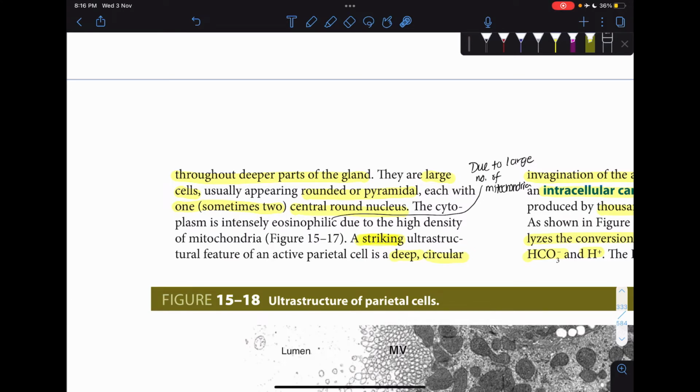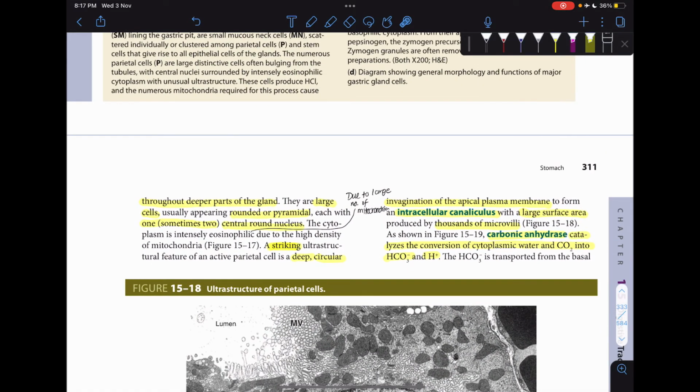And a striking ultrastructural feature, so a very important feature, and it's exclusive to the parietal cell, is a deep circular invagination of the apical plasma membrane to form an intracellular canaliculus with a large surface area produced by thousands of microvilli. Okay, so a striking feature of an active parietal cell is a deep circular invagination of the apical plasma membrane to form an intracellular canaliculus with a large surface area produced by thousands of microvilli. So the microvilli increase the surface area of the cell.